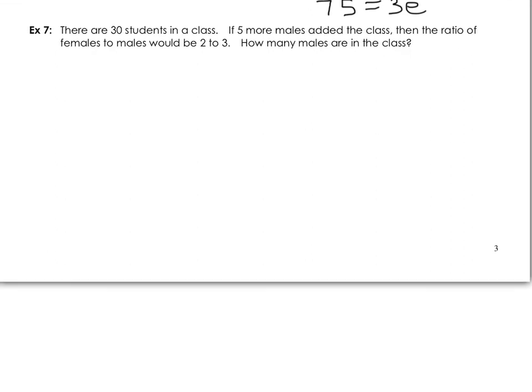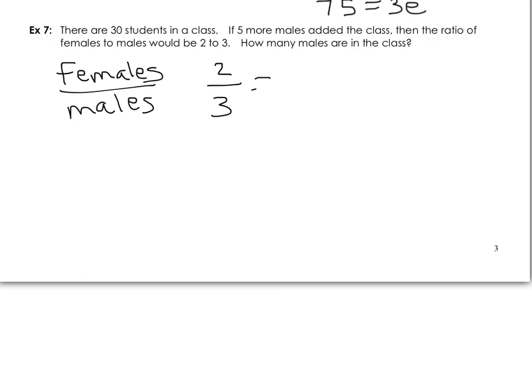There are 30 students in a class. If 5 more males are added to the class, then the ratio of females to males would be 2 to 3. So our ratio is females to males, and we're going to make that 2 to 3. But that's after we add 5 more males. So let's think about that.